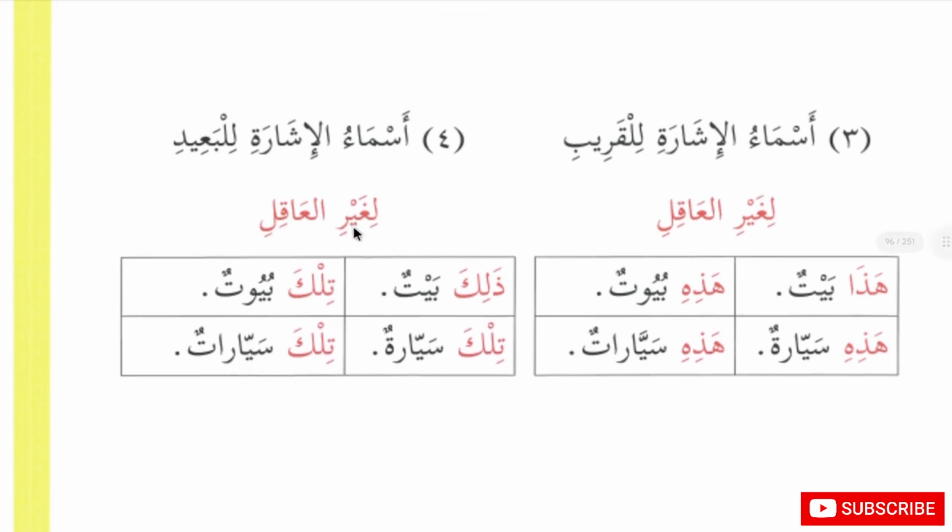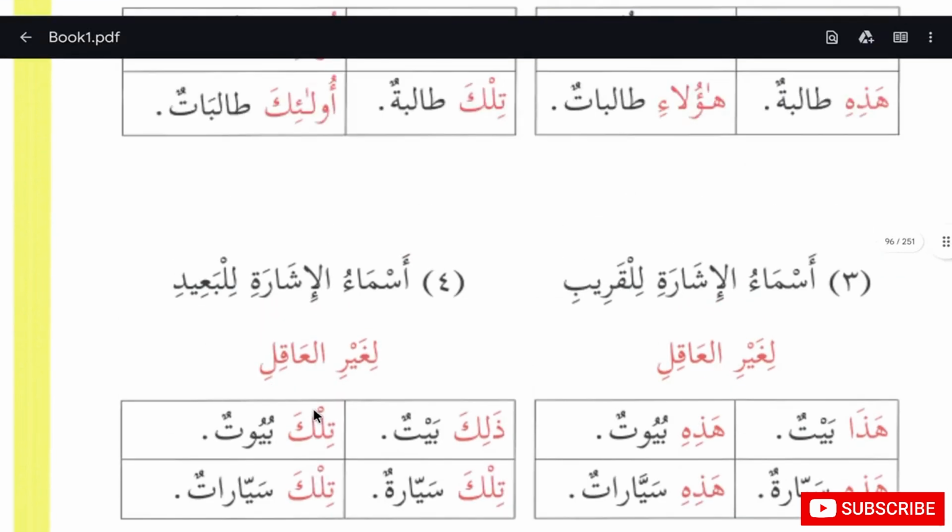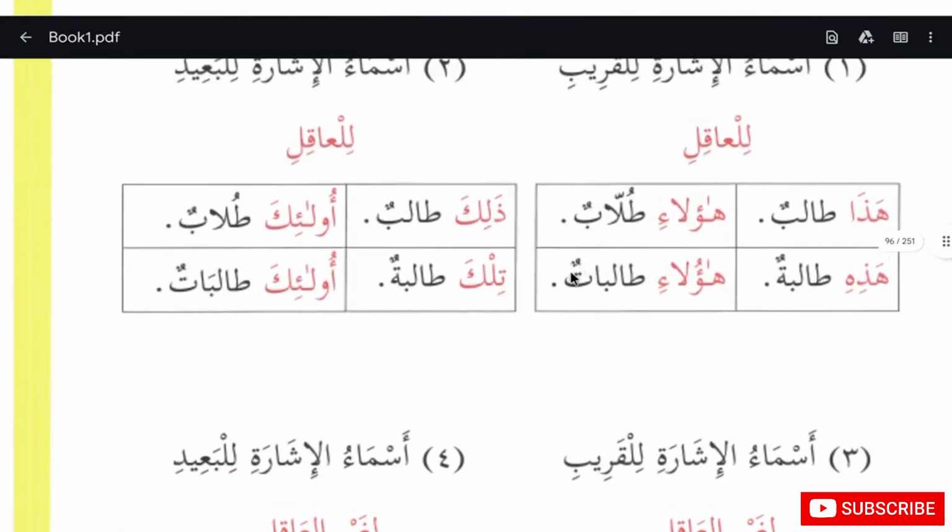If it is غير عاقل and it's plural. But we saw above, طالبات, female students have aql, they're human. So we say هؤلاء or we say أولئك. If they're close, these. If they're far away, those.